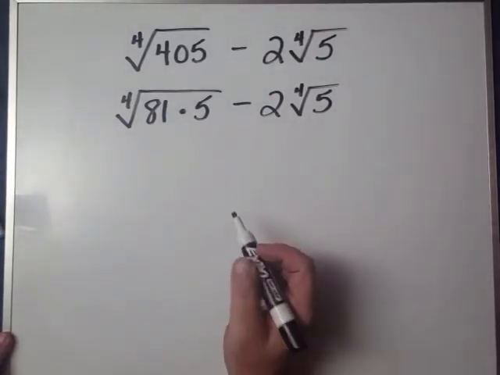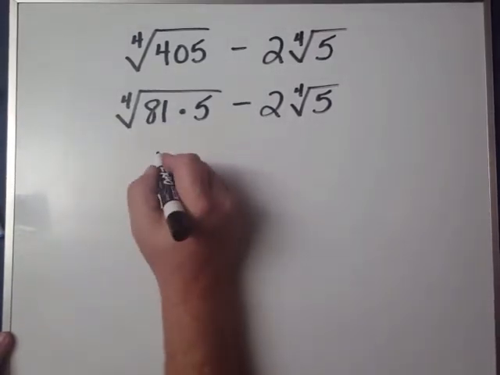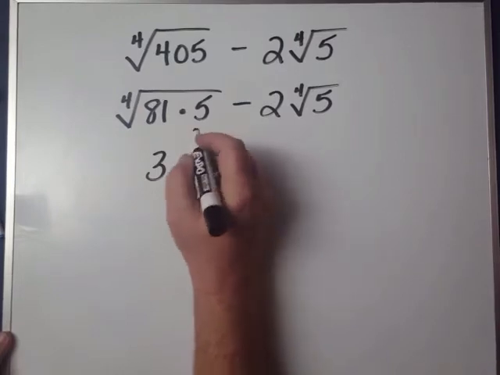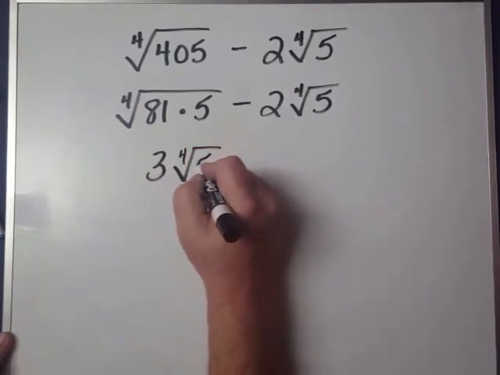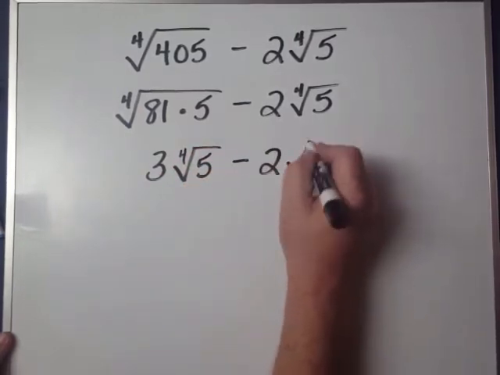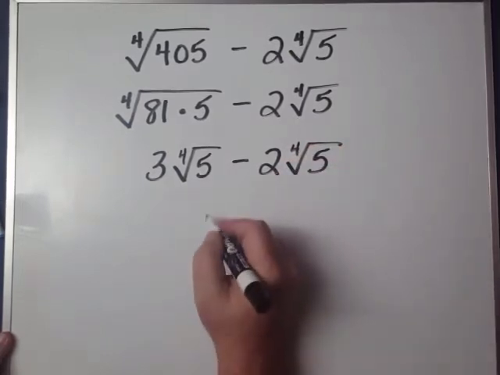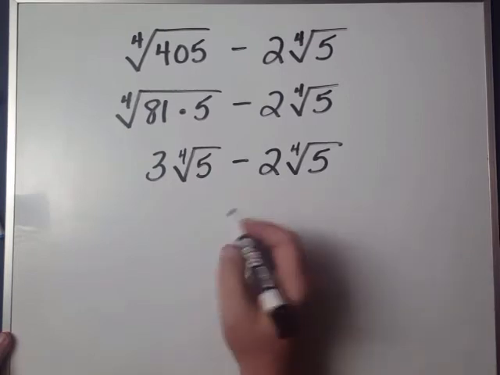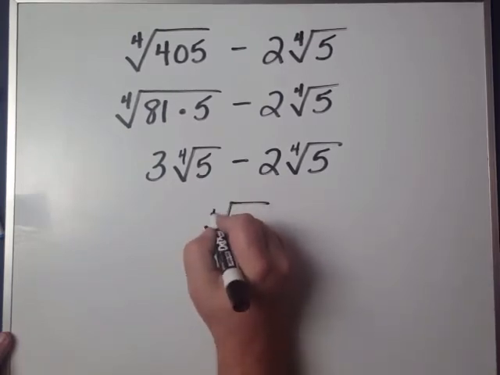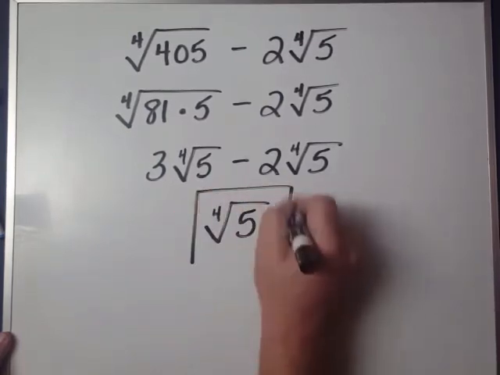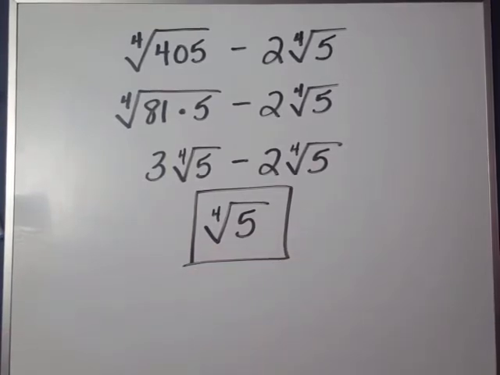Let's continue working on the first term. Fourth root of 81 is 3. This gives me 3 fourth roots of 5 minus 2 fourth roots of 5. A difference of 1 fourth root of 5. Of course, we don't write the 1. This is simply the fourth root of 5. Just like 3x minus 2x would be simply x. Number 20.